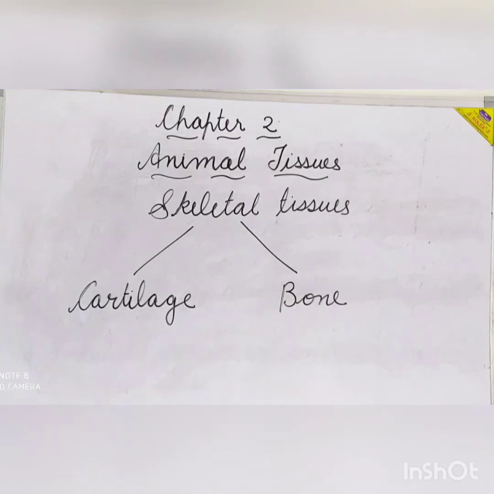Good morning, students. Today we will continue with our chapter number 2, the animal tissues. In the class before this, we studied the epithelial tissues and the connective tissue proper, which are areolar tissue and adipose tissue. In today's class, we will study skeletal tissues.